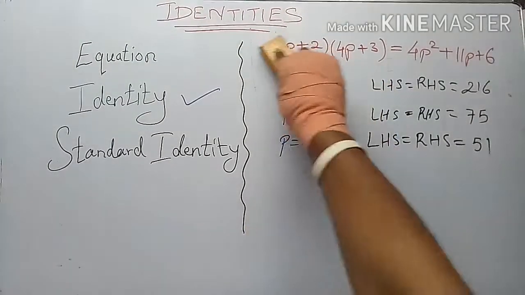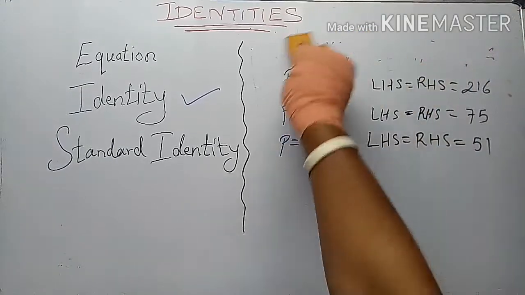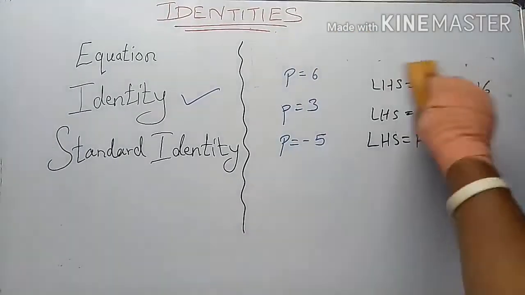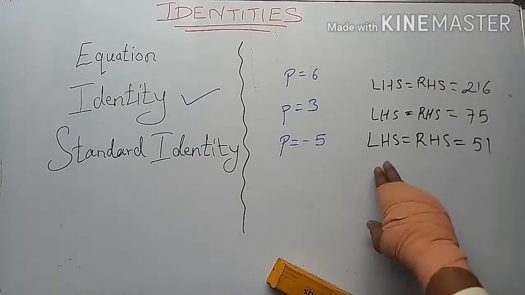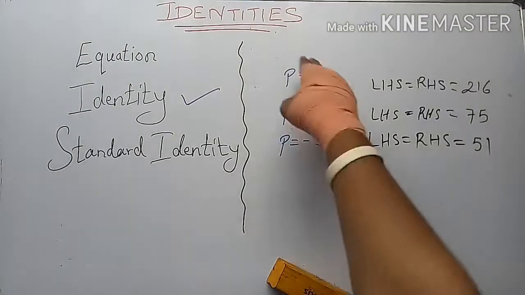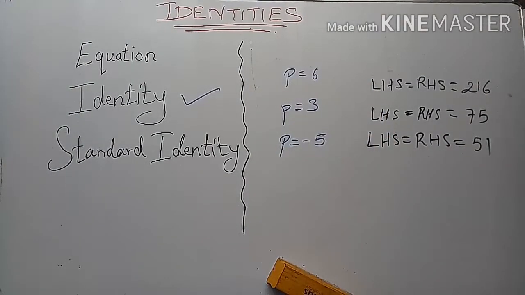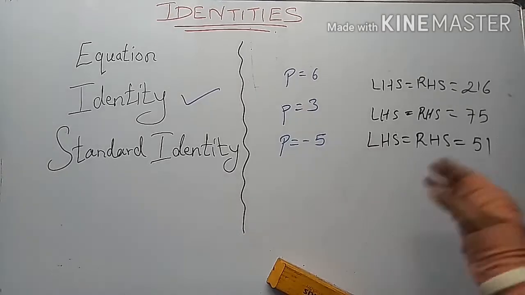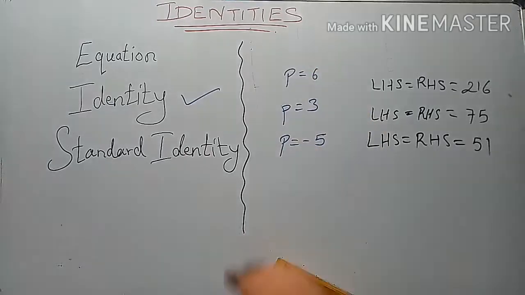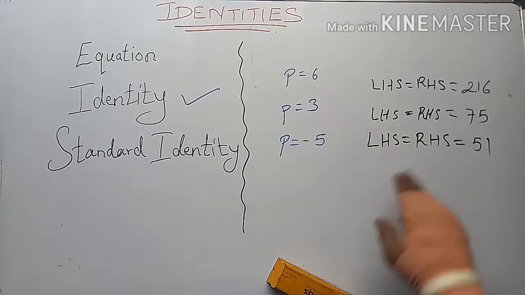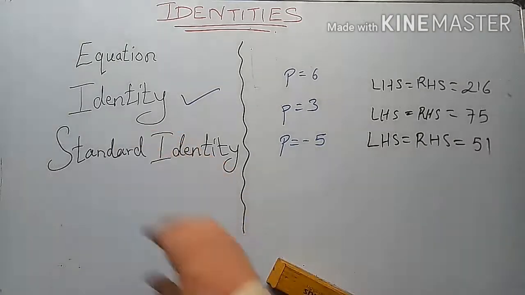So if you pick up any equation, there will be a chance that LHS is equal to RHS only for a very few values. So those are just random equations, but the equations where the LHS is equal to RHS for every value of its variable, no matter what value you take for its variable, those kinds of equations are called identities.